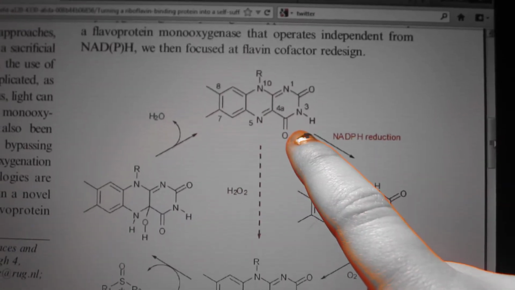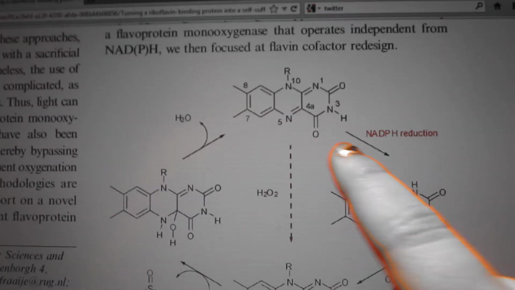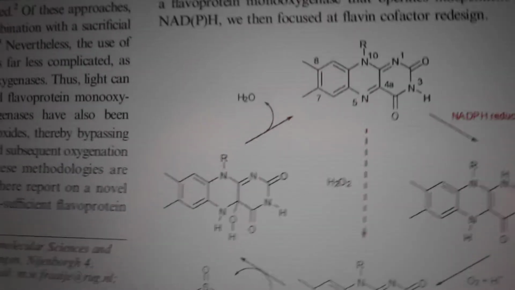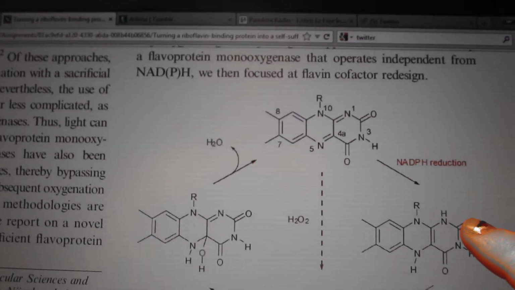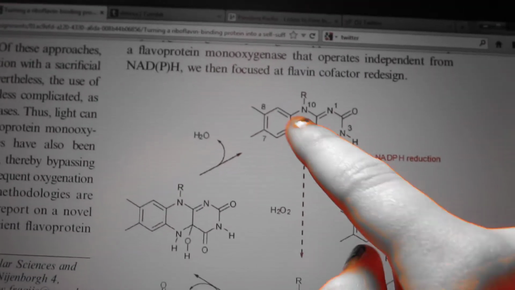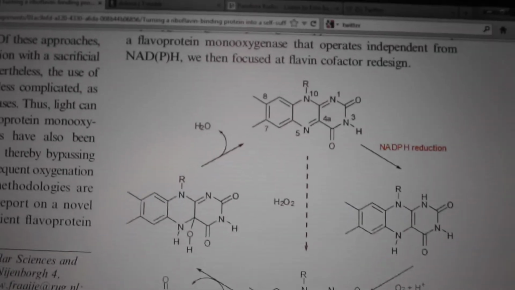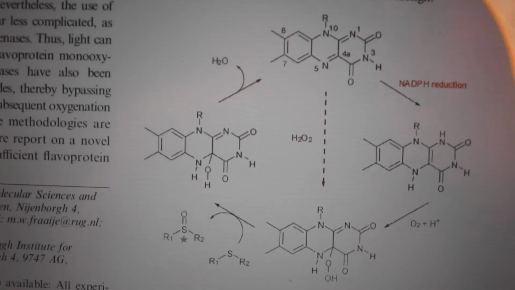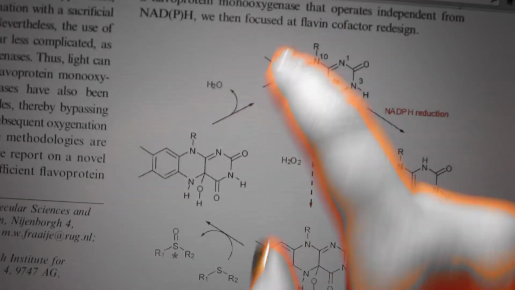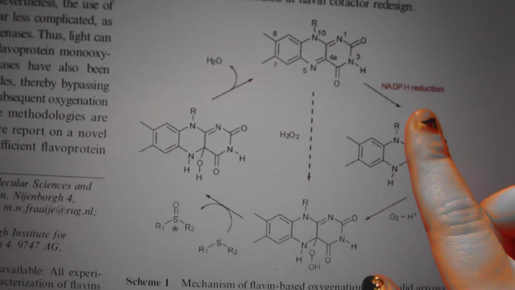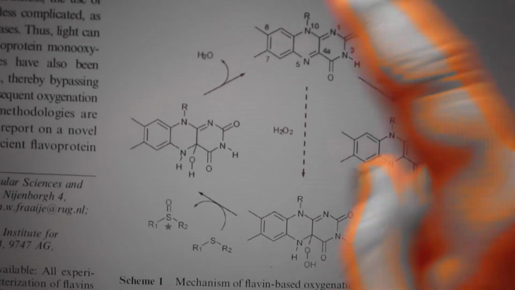Okay, this is the mechanism of a flavin-based oxygenase. The solid arrows indicate the mechanism operating in its natural form to make flavoprotein monooxygenase, and this dashed arrow indicates the bypass pathway explored in this study. And what essentially they want to do is get from here to there without this part of the reaction.